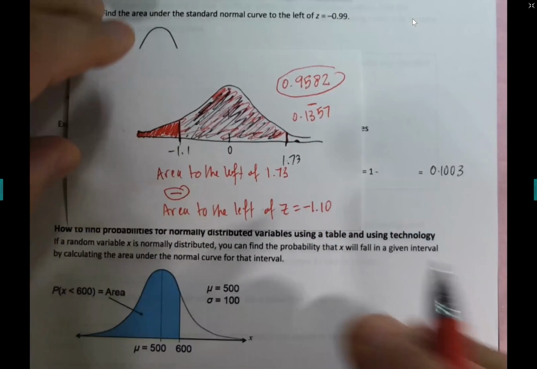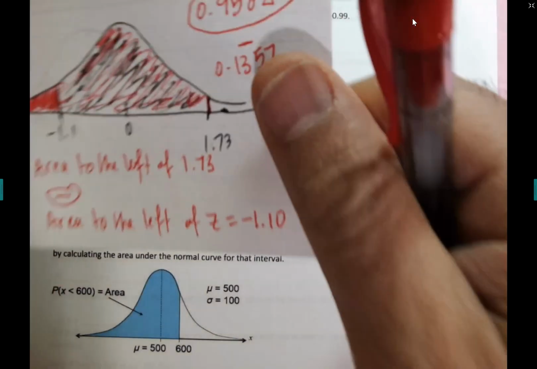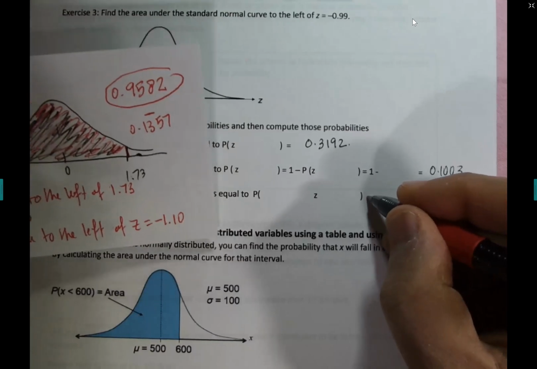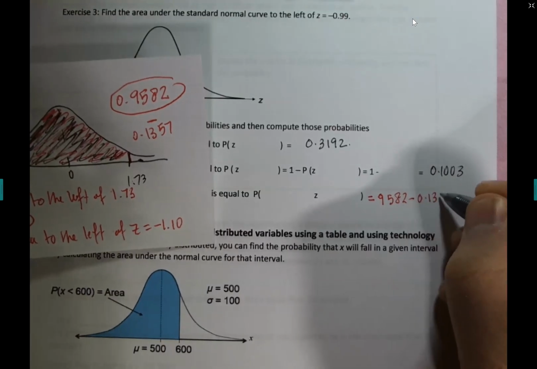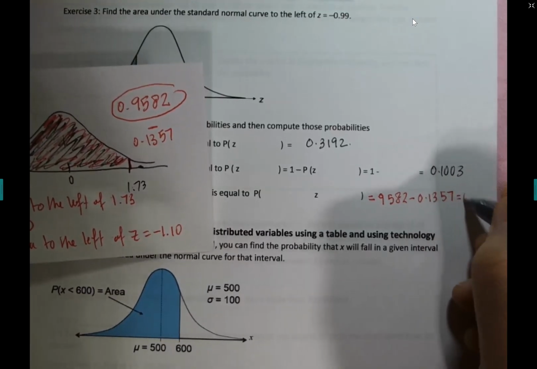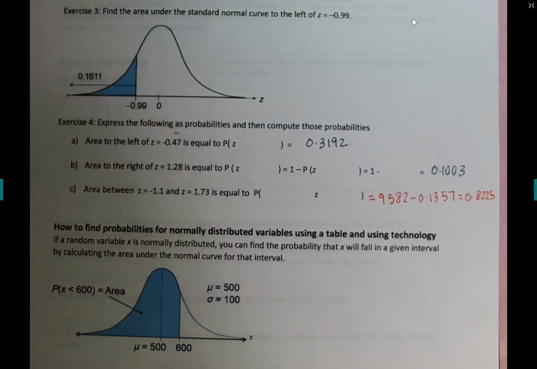And you subtract the two numbers to get the answer, which is going to be 0.9582 minus 0.1357. And I got 0.8225. And I'm just going to put the final answer here. 0.9582 minus 0.1357 equals 0.8225. This is how we use the table.